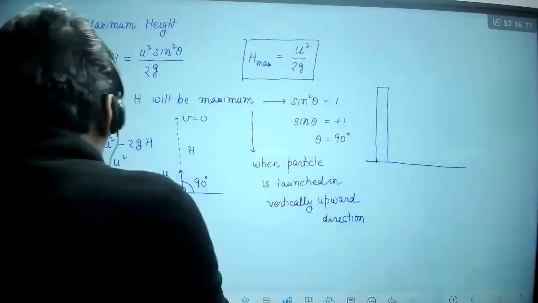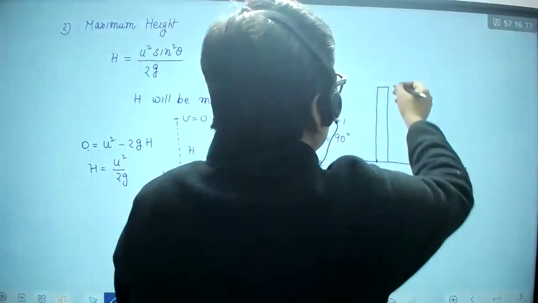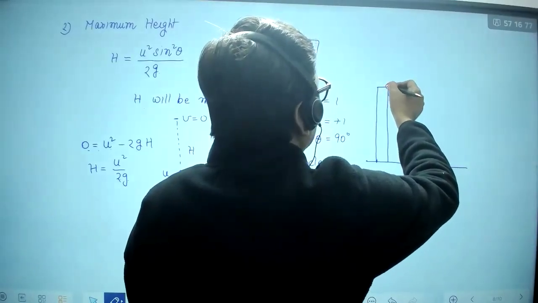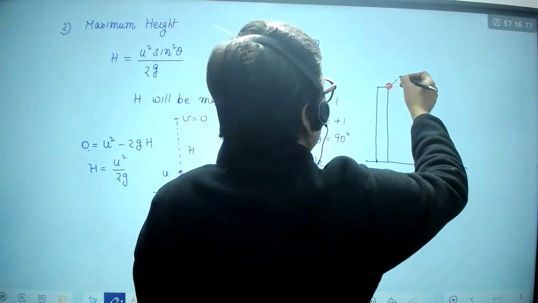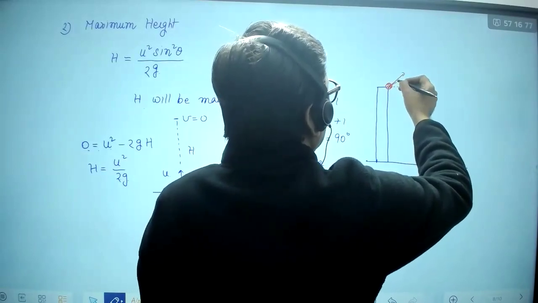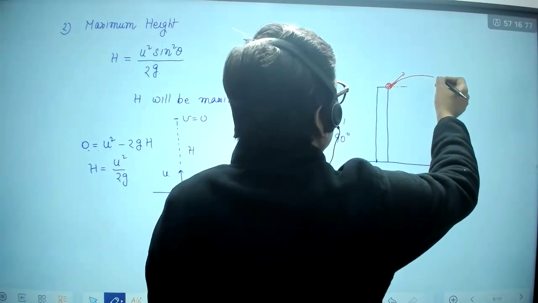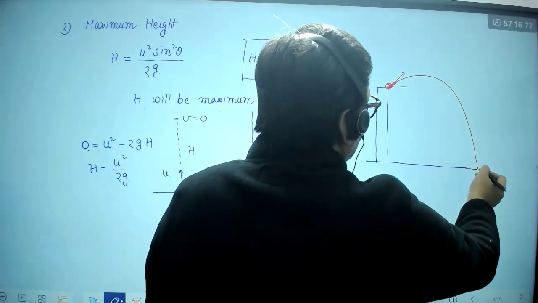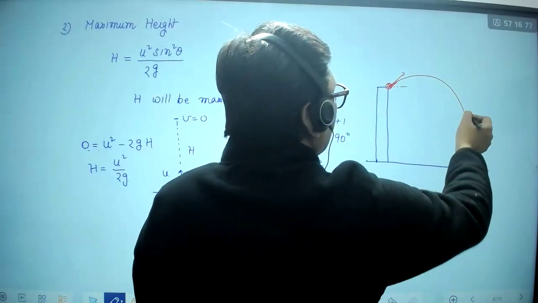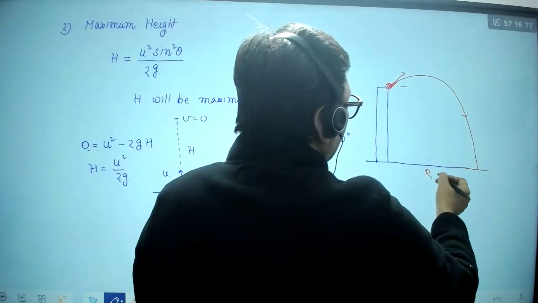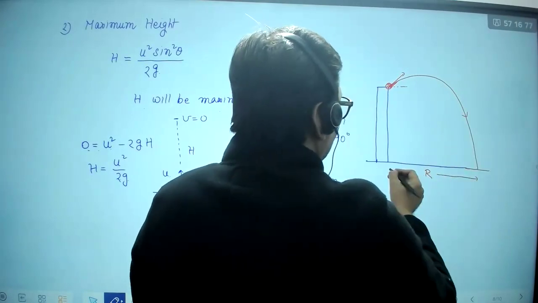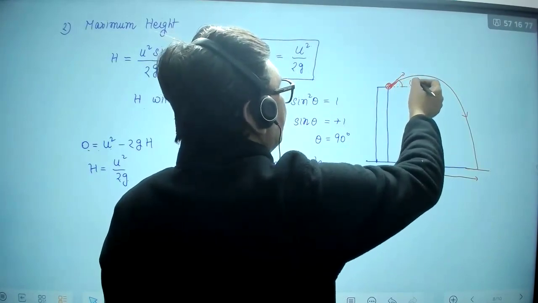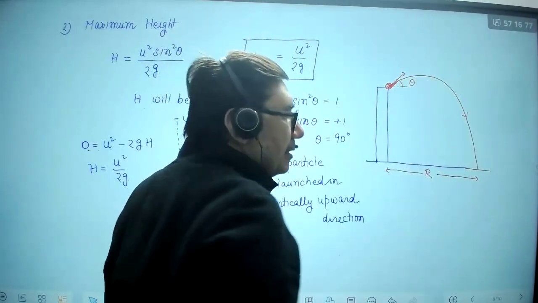I'm launching the particle like this. Suppose this is the horizontal direction and you are launching this particle like this. So this particle will undergo this type of motion, this type of trajectory. This is R, and you want this R to be maximum. You have to find the angle theta so that this R will be maximum.